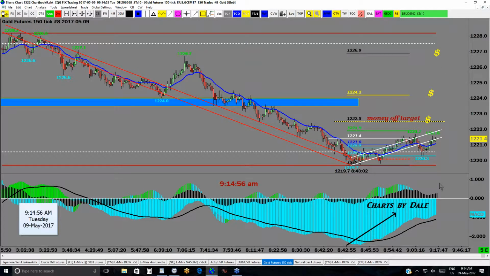We still have pretty good divergence here, losing a little bit of the divergence on the MACD, but the histogram or diff bars are up above zero, and that white horizontal there is at 0.006 on gold. We'll see if we can continue to take out some highs here. Support coming in at 1220.3. Come back, keep you posted.